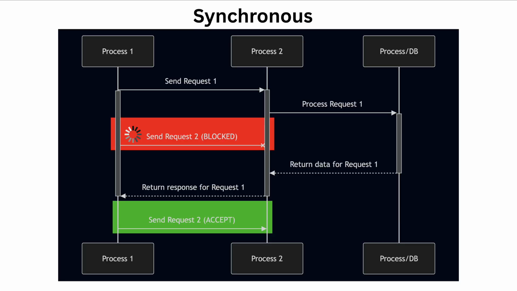Here's a visual representation of synchronous communication. The request goes out, the server processes the request, and then the response comes back. Notice that the client is idle during the entire processing time. It's a direct linear process, but it's also inherently blocking other requests.